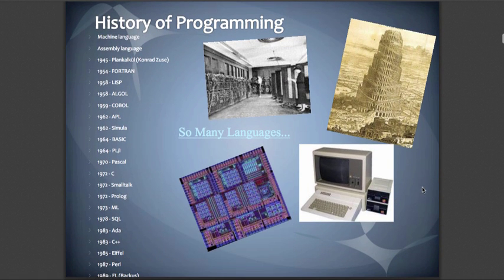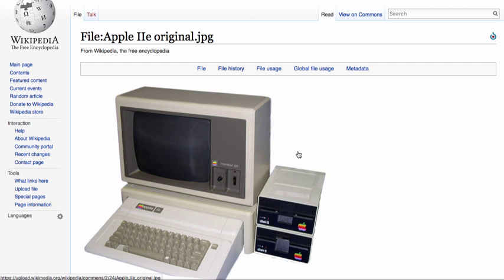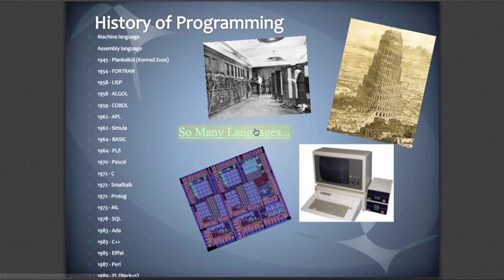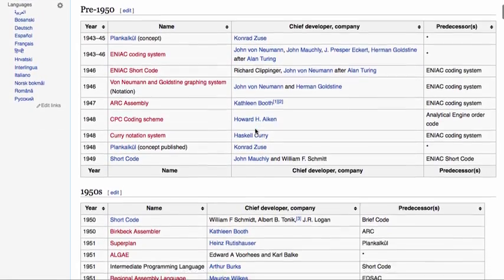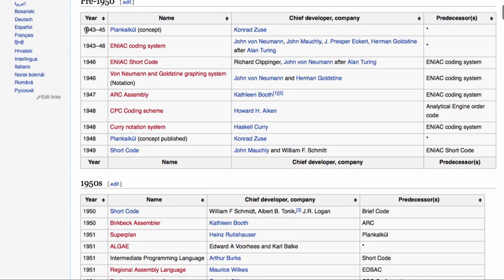The history of programming. You're taking this course because you're interested in a programming language. Did you know that there are many programming languages out there in the world? Programming languages to program many different types of computers. If we look at a timeline of programming, we can see that the first programming languages came about in 1943. This was during World War II.